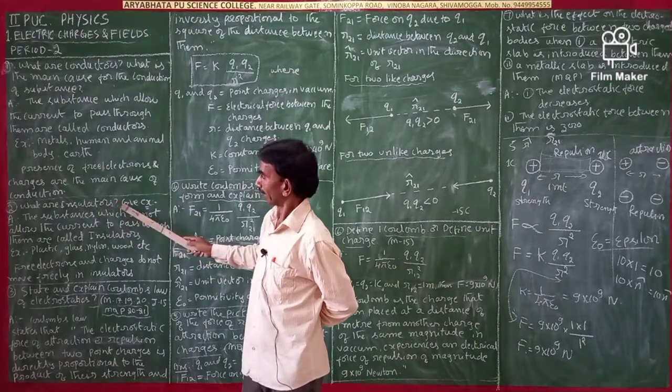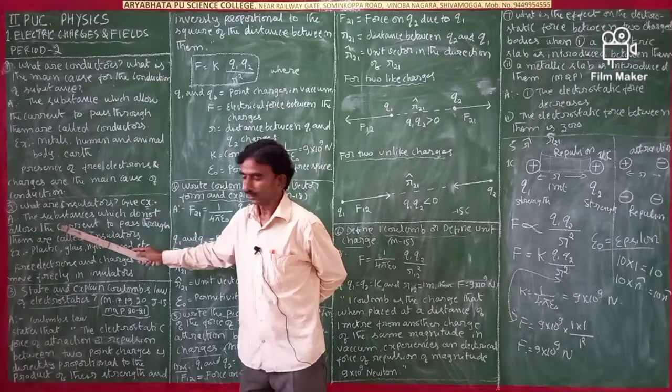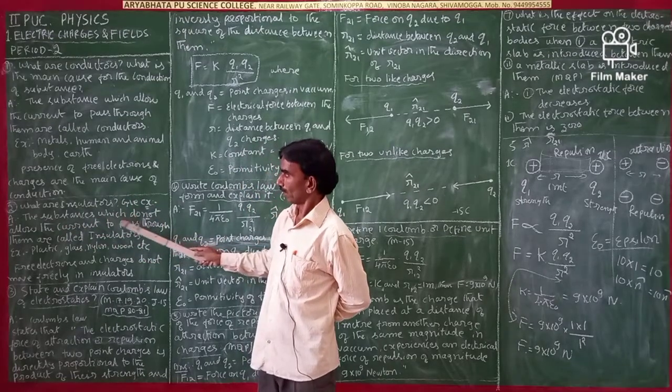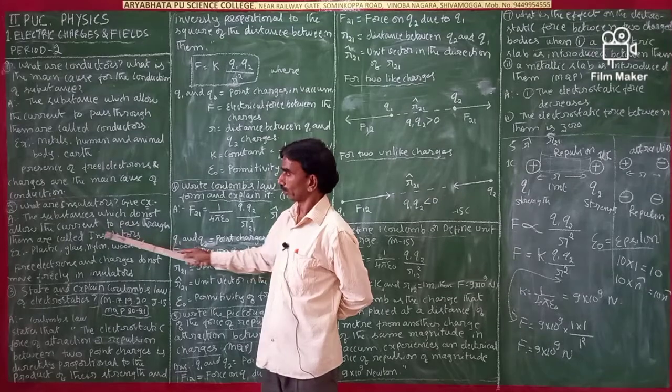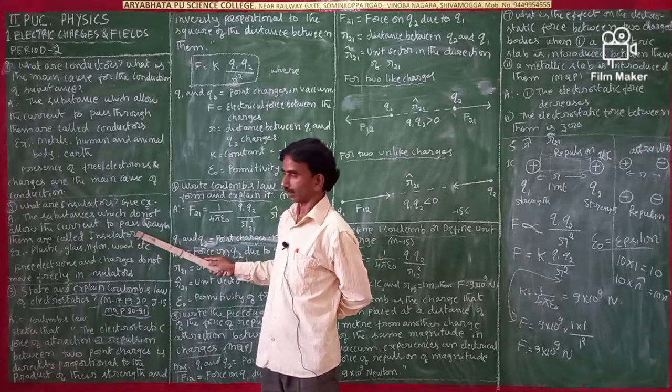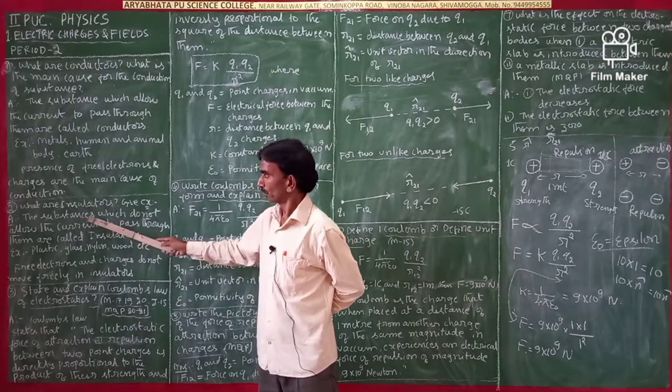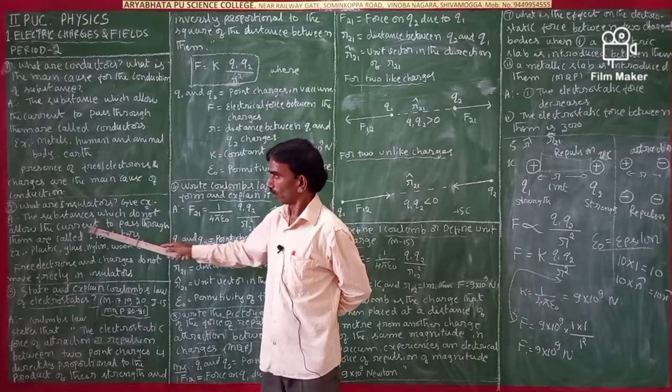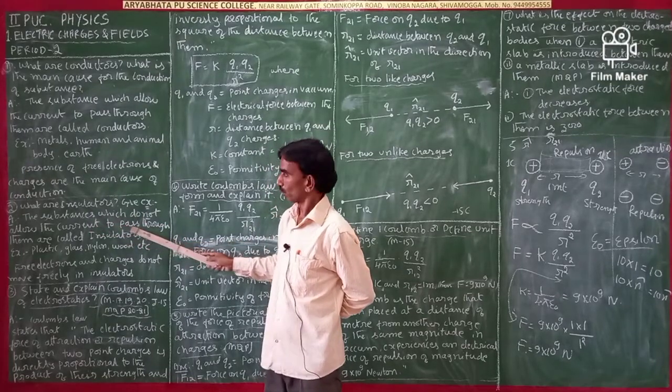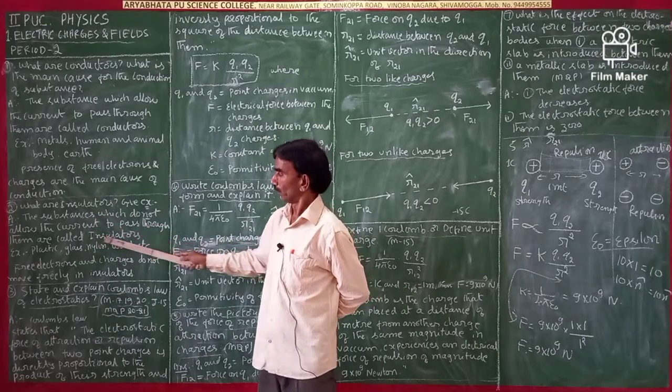What are insulators? Give example. Substances which do not allow the current to pass through them are called insulators.